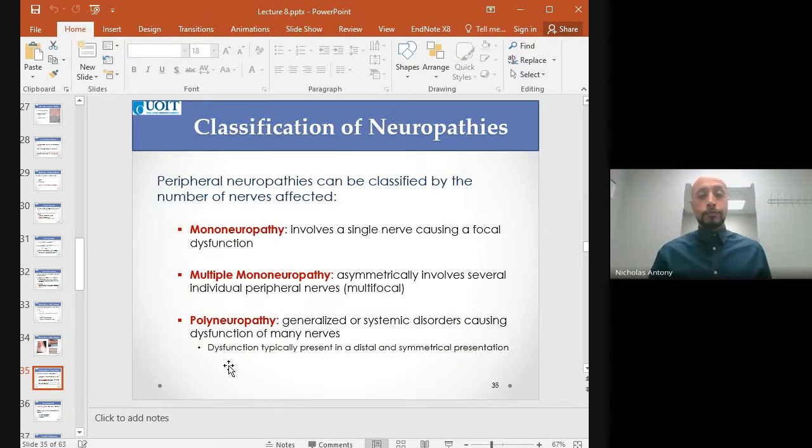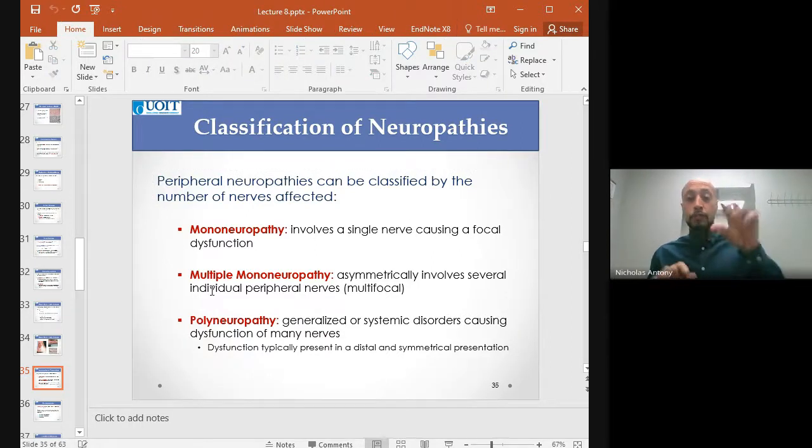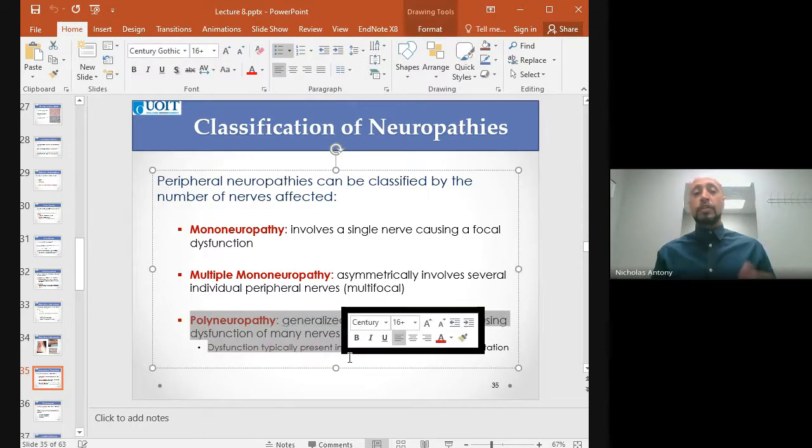So here we go. The classification of neuropathies is going to be based on the number of nerves that it's affecting. So a mononeuropathy would involve just a single nerve. If we're looking at the foot, that's multiple nerves, right, Joseph? Multiple mononeuropathies are when you have multiple single nerves in one area. And then polyneuropathy is when it is a whole bunch of nerves systemically or in a big area, and this typically presents with those trophic changes that we saw on the previous slide.